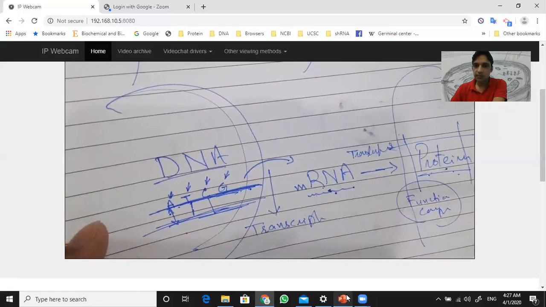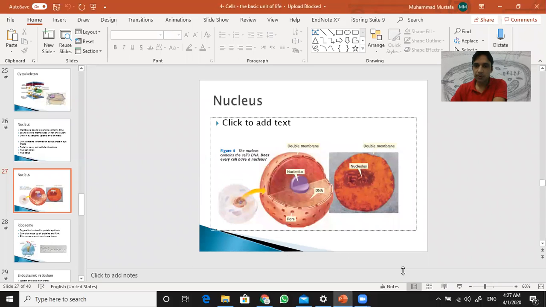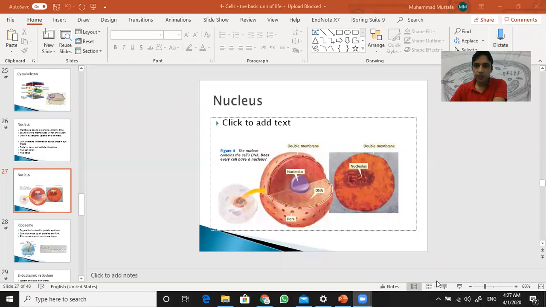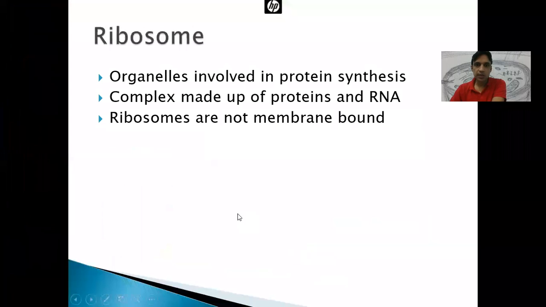This is something which you need to remember a lot. Then further, let's move to the next slide from the nucleus, that is the ribosomes.